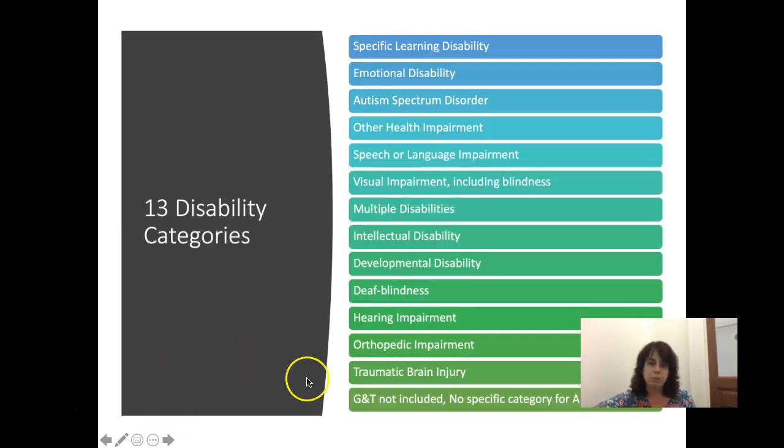I alluded to it a little bit earlier, but here there are 13 disability categories in IDEA. So still today, gifted and talented is not included in IDEA, and there's no specific category for ADHD. But other than that, you can see there are these other categories. Like I mentioned earlier when I was talking about the IDEA, some of these categories were added over time. Autism spectrum disorder, for instance, was added after 1975.